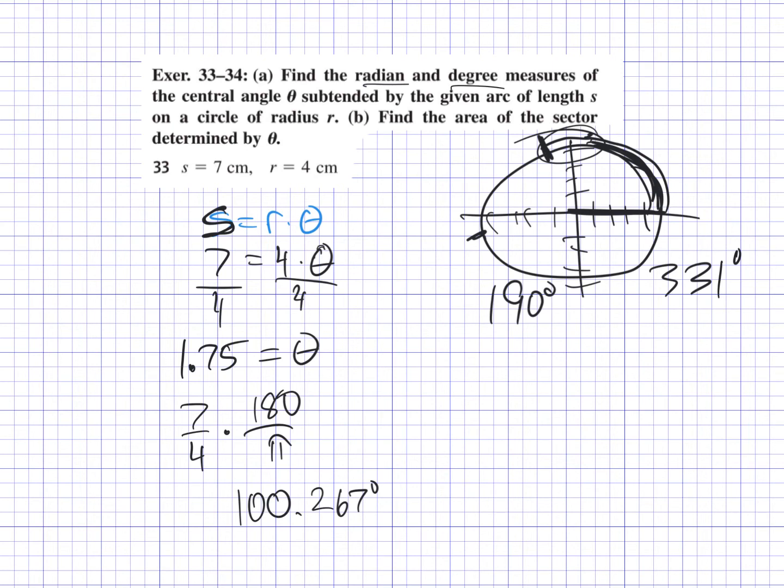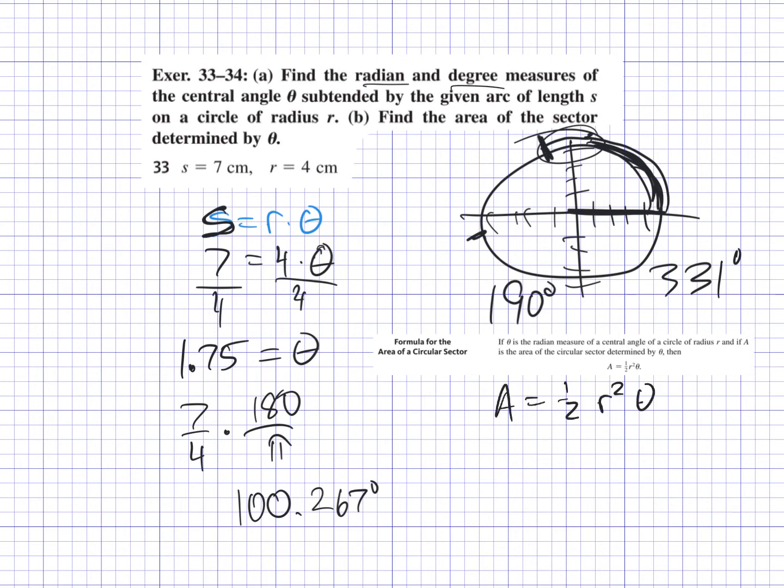Okay? And now we got to find the area of the sector. All right, so here's the area of our sector circle. A equals 1/2 r squared theta. Now, we don't know the area. The radius was 4. We got to square that. And theta. And again, theta has to be in terms of radians. So this is another reason for radian measurement. We found the radian measurement to be 1.75.